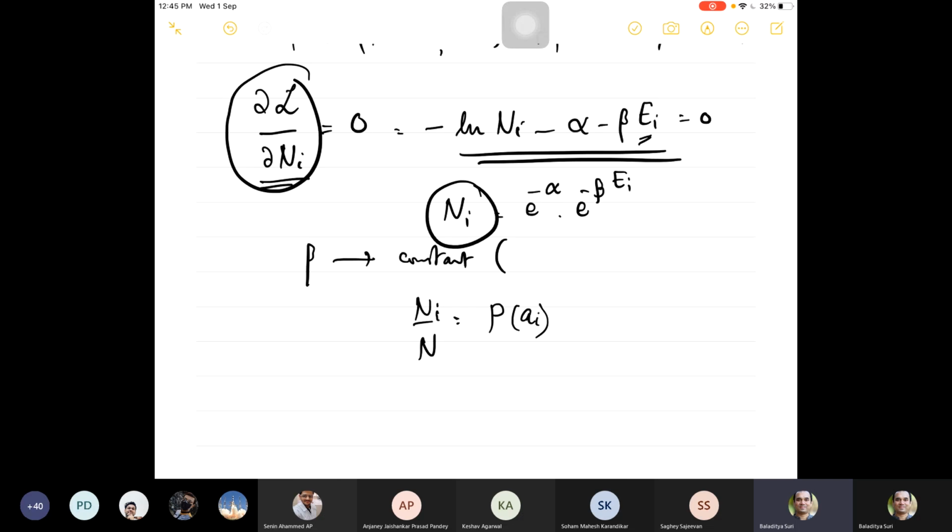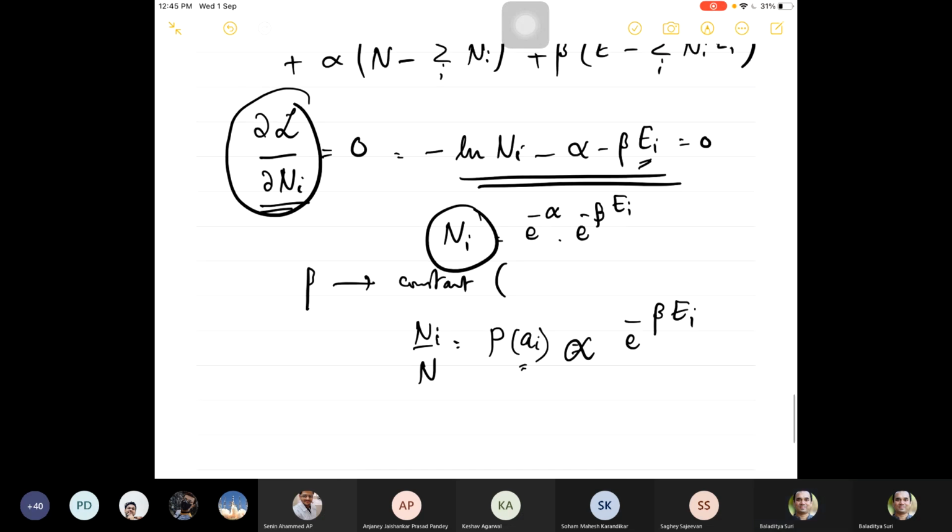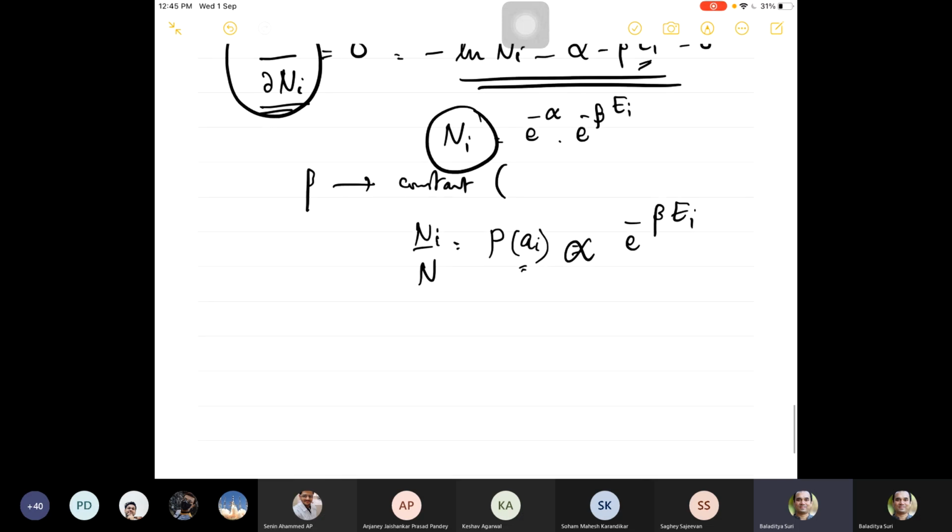So the probability that you will find the systems in the ensemble in a state AI was found, according to Boltzmann's derivation, to be proportional to e to the power of minus beta Ei. Now this derivation is a direct consequence of the second law of thermodynamics, and therefore this Gibbs-Boltzmann principle, or the Gibbs-Boltzmann distribution, is a direct consequence of the second law of thermodynamics. But there is also something very special.